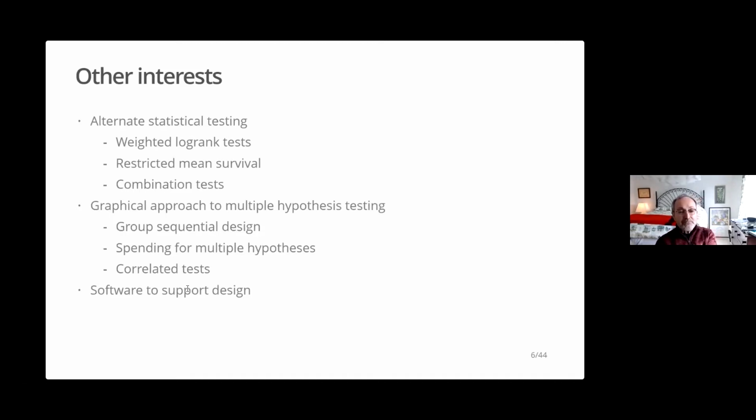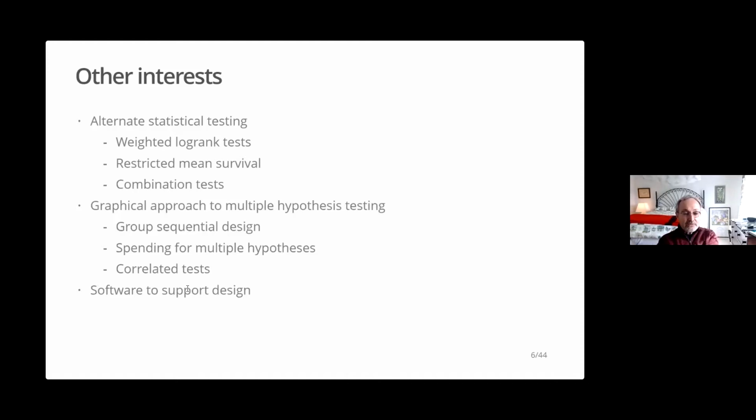I'll give you one predicted mean survival result today. We've done a lot of work with combination tests, combinations basically of weighted log rank tests in the non-proportional hazards working group. I won't talk about that today. I'll say a little bit about the graphical approach to multiple hypothesis testing, because we've tried to hedge our bets by allocating type 1 error to multiple hypotheses. And that creates some interesting challenges for group sequential design, where you're looking, say, at spending for multiple hypotheses and you want to do your analysis for multiple hypotheses at the same time.